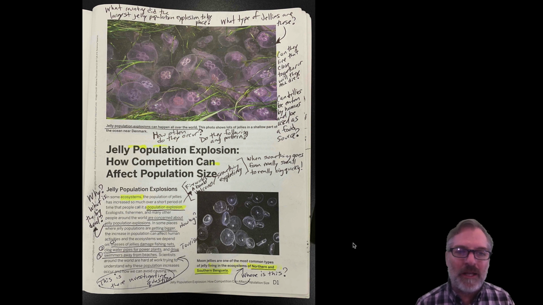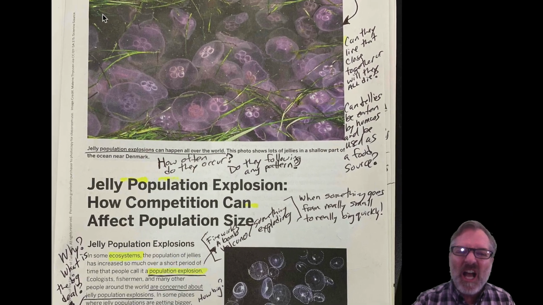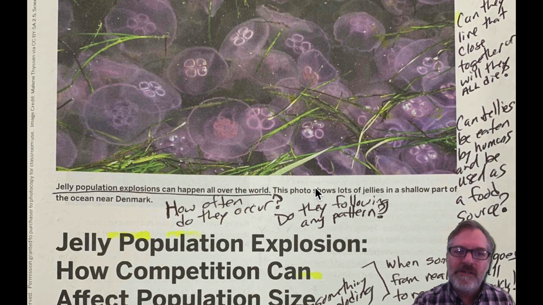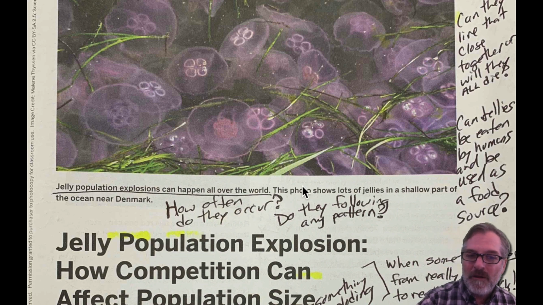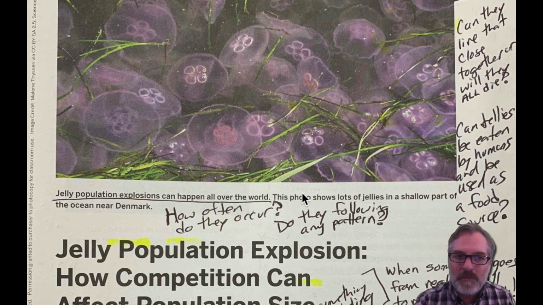So everyone's on D1, and I want you to annotate as I'm talking right now. You can copy my annotations word for word if you want. Maybe you're going to come up with your own annotations, but I start looking at the pictures here. Jelly population explosion can happen all over the world. So my brain's like, well, how often do they occur? This photo shows a lot of jellies in a shallow part of an ocean near Denmark. And I'm like, okay, well, is there any type of pattern? Or are there certain countries that have more explosions with these jelly populations?